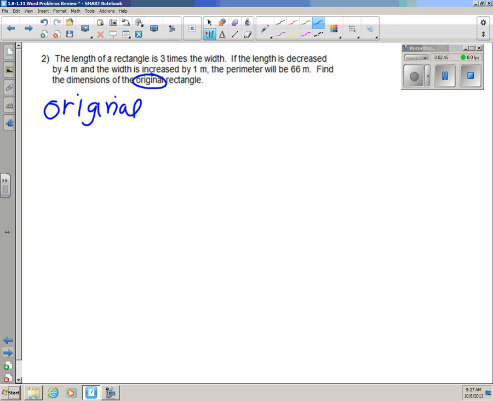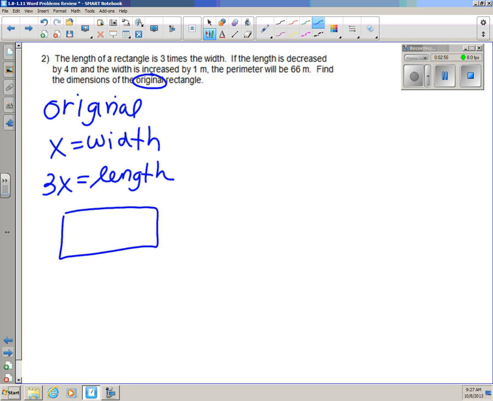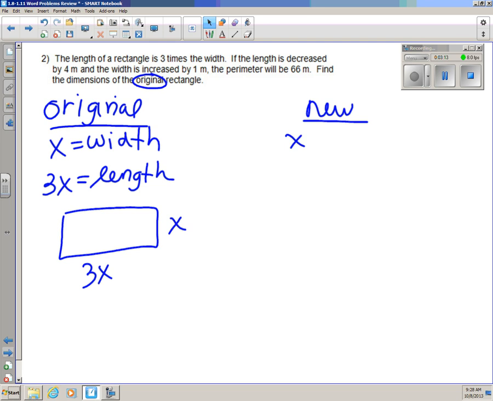So for the original, let x be the width. That's the one I know least about. And then 3 times that is the length. Feel free to draw a picture if you want to, and we could call that x, and that 3x. Well, all of a sudden, we get a brand new rectangle. Remember we started out as x, but it's going by the length first, so I will look at that one. The length is 3x. That was the original, remember?